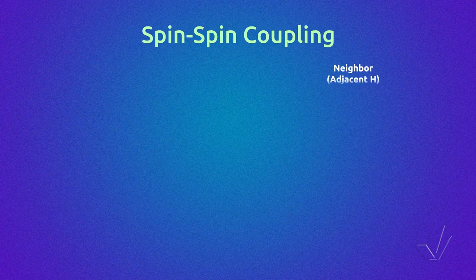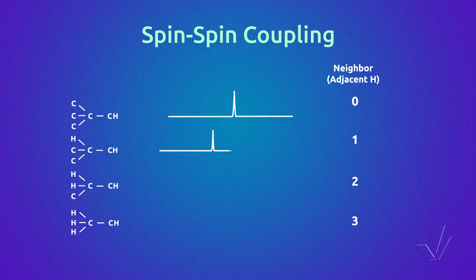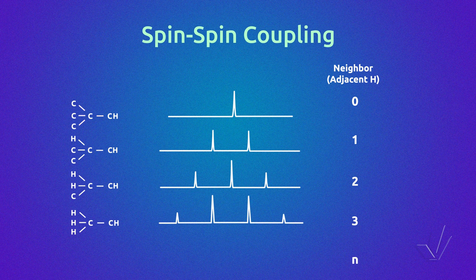So, if it has one neighbor, its resonance will be split in two lines. If there are two neighbors, in three. And if there are n neighbors, the resonance will be split in n plus one lines. That is the general case.